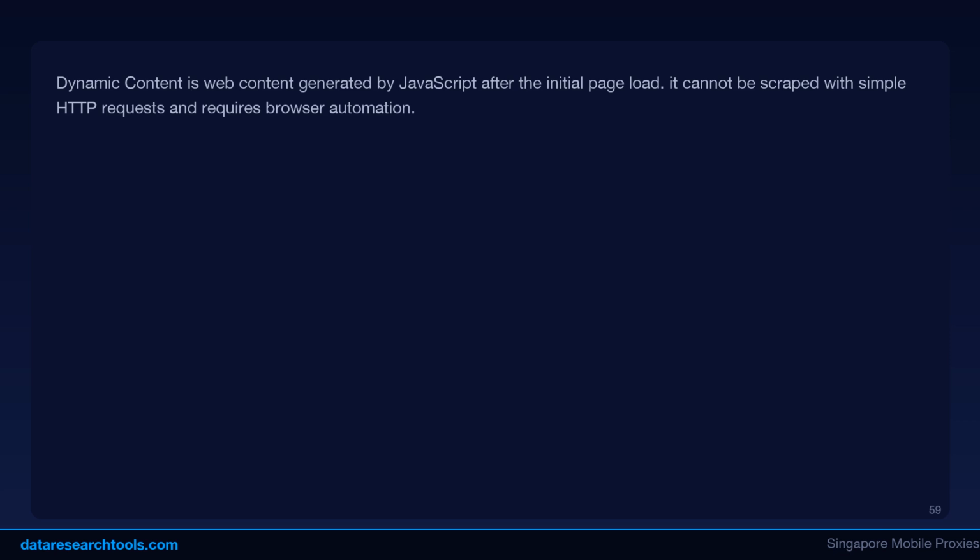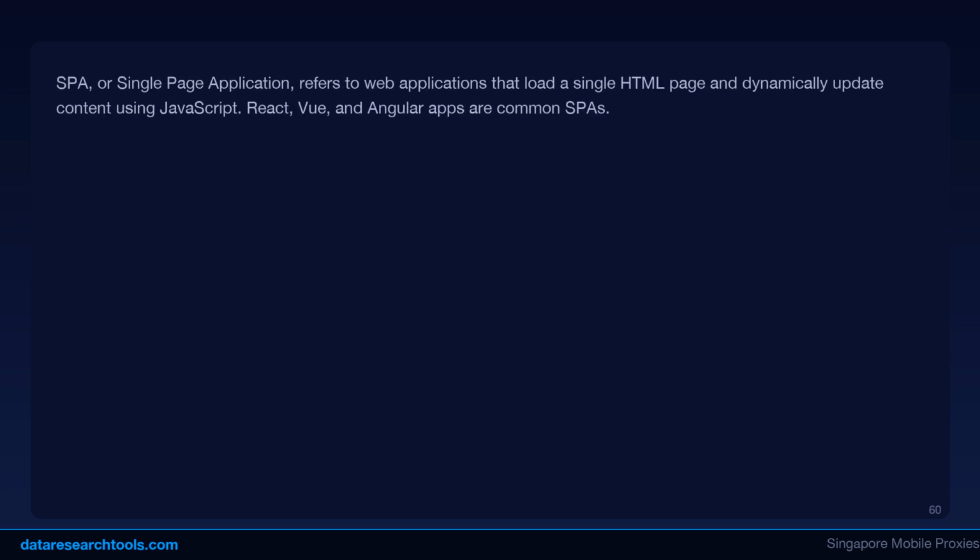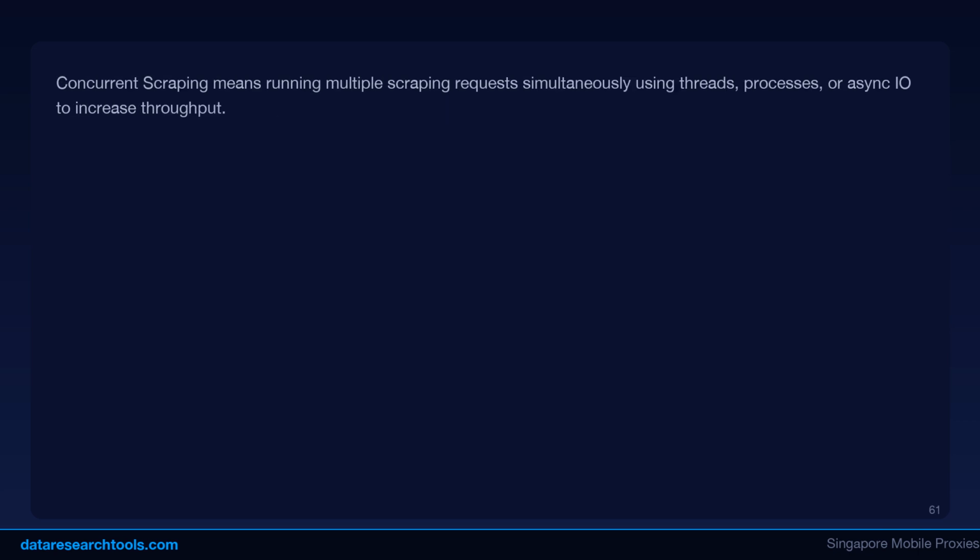Concurrent scraping means running multiple scraping requests simultaneously using threads, processes, or async I/O to increase throughput. Distributed scraping means spreading scraping workload across multiple machines or servers for massive scale data collection. Incremental scraping means only scraping new or changed content since the last scraping run, reducing bandwidth and processing requirements.